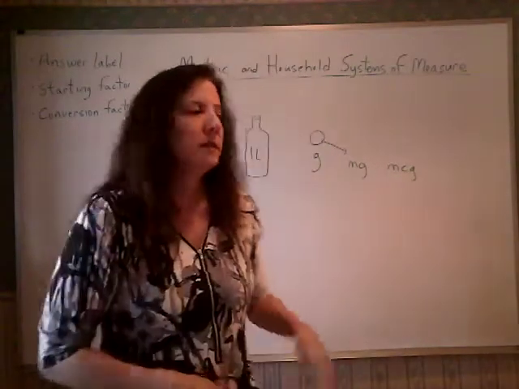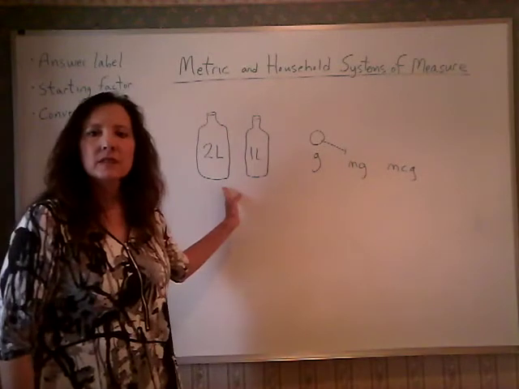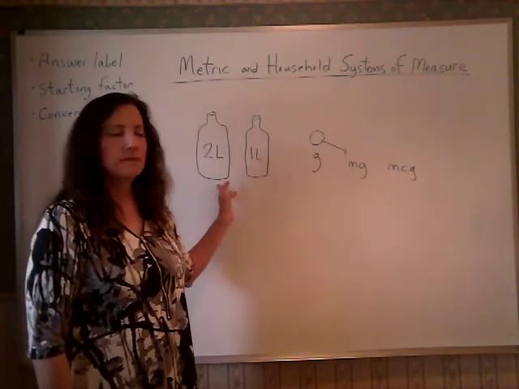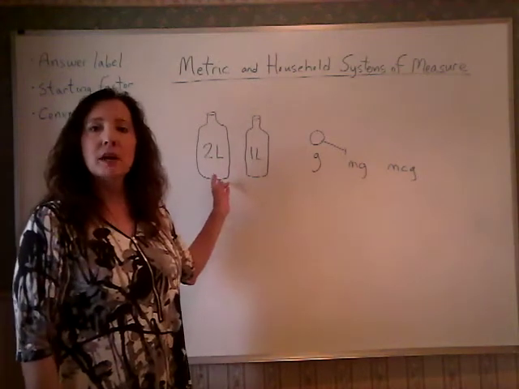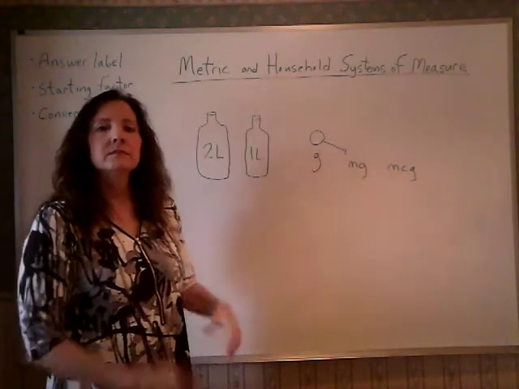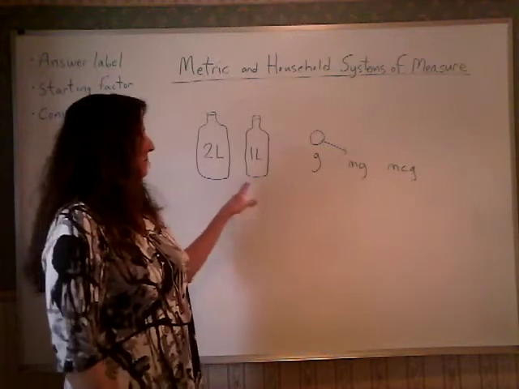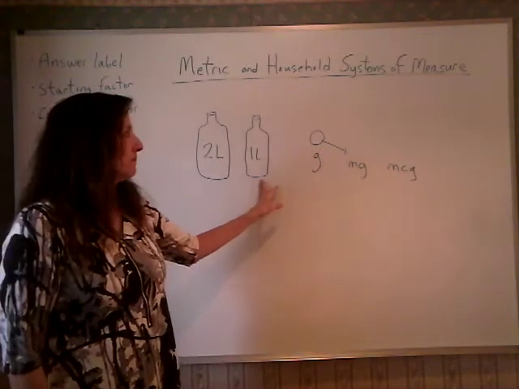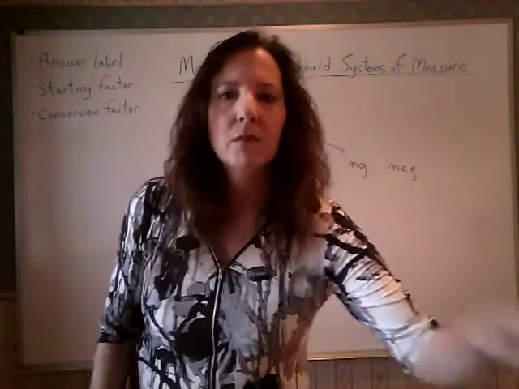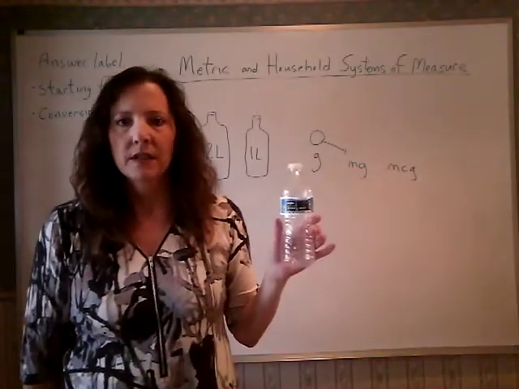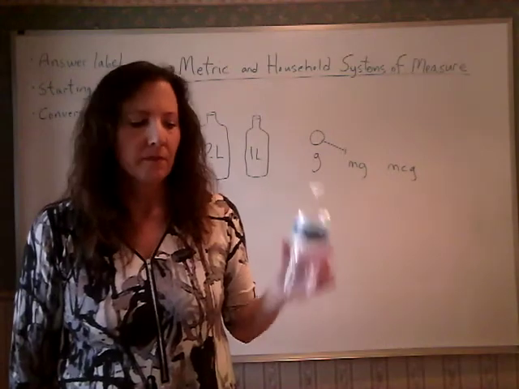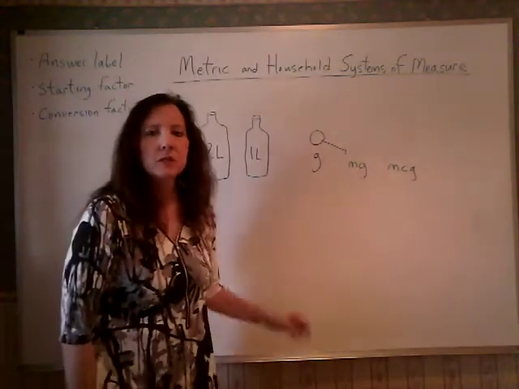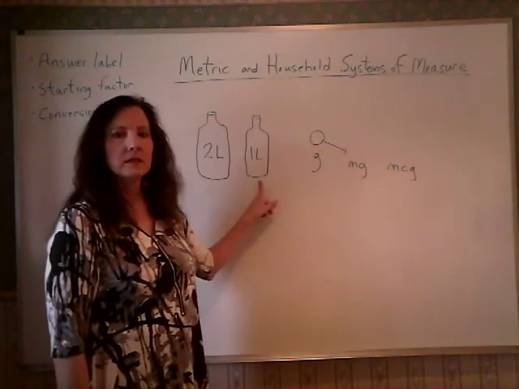Metric liquids, the large unit of measure we'll be using is liters. And you can think of a 2-liter pop bottle, the big ones. They also sell them in 1 liter. Liter is abbreviated with an L. Most water bottles are 500 milliliters. A milliliter is a very small amount. It's 1,000th of 1 liter.